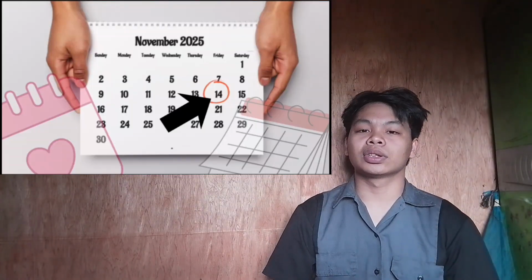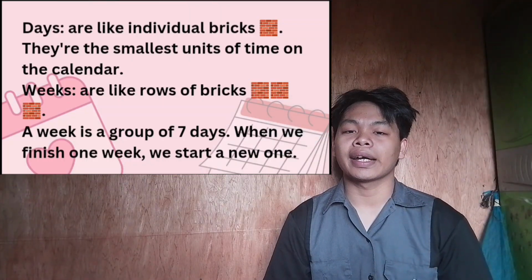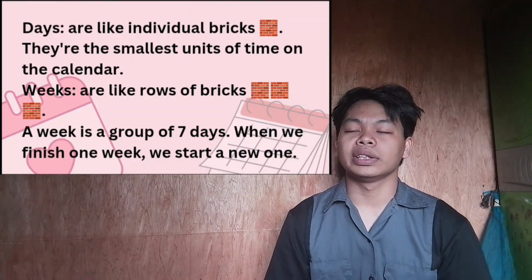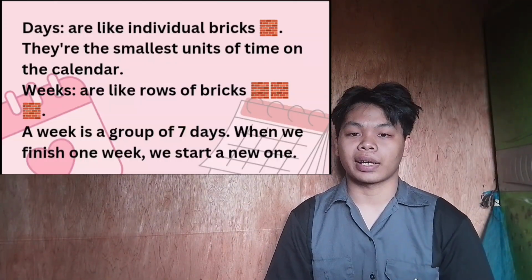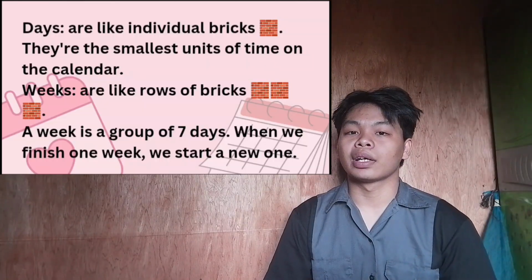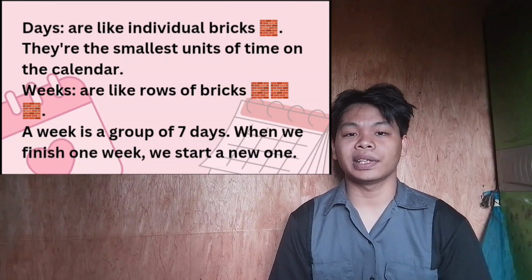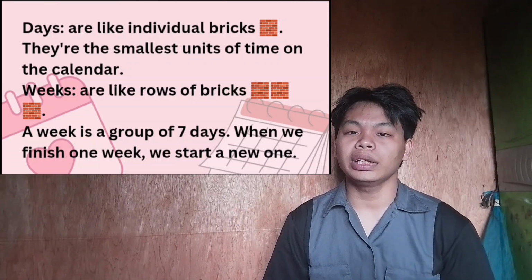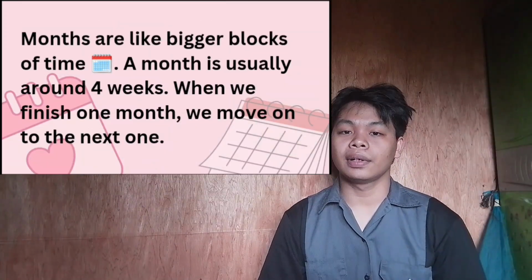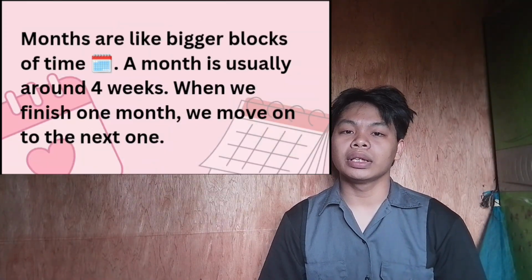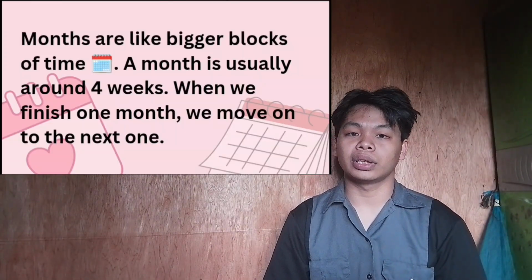Okay, very good. So now, let's break it down. Days are like individual bricks. They are the smallest unit of time on the calendar. And weeks are like rows of bricks. A week is a group of 7 days. We finish 1 week and we start a new one. And months are like the bigger blocks of time. A month is usually around 4 weeks, and when we finish 1 month, we move on to the next one.